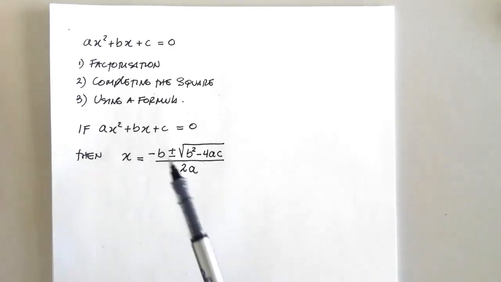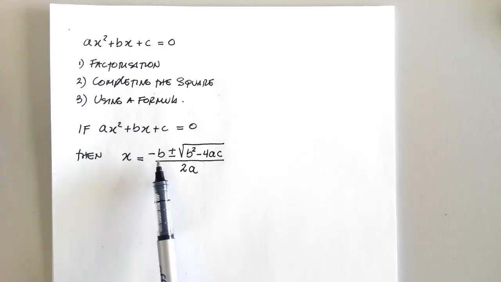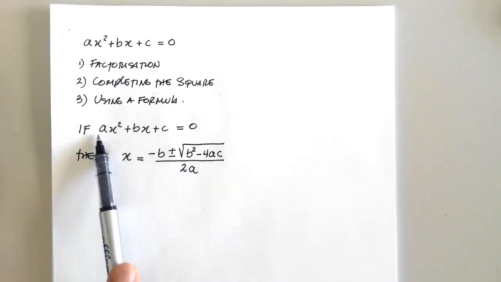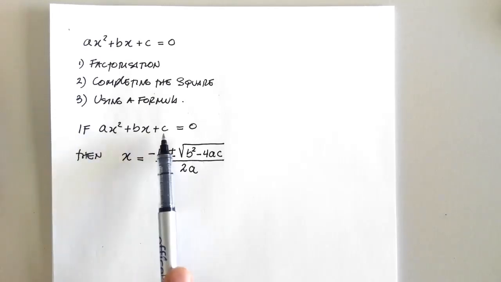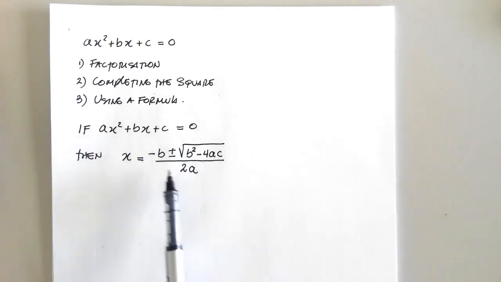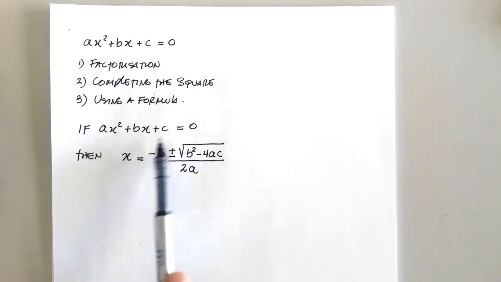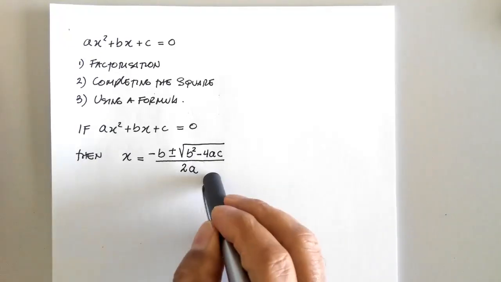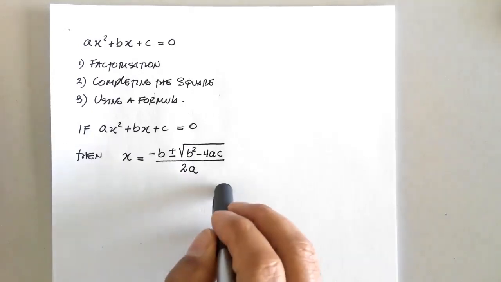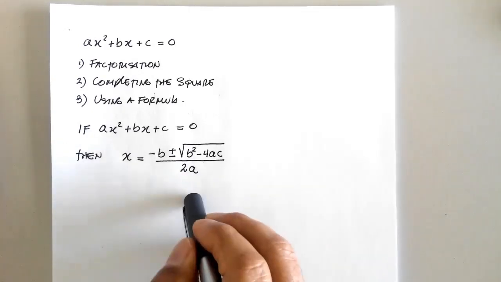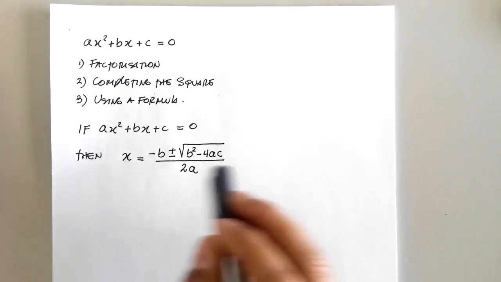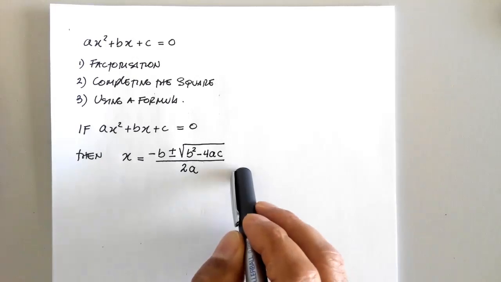Now you can see that the answer for x depends on a, b, and c. A, b, and c are coming from here. Okay, so this is a, this is b, and this is c. So all you have to do is just substitute these three values in here, simplify, and that will give you the answer. The good thing about the formula is that it works for all questions. It doesn't matter whether you have a monic or non-monic, if it can be factorized or not, it doesn't matter. The formula works for all of them.